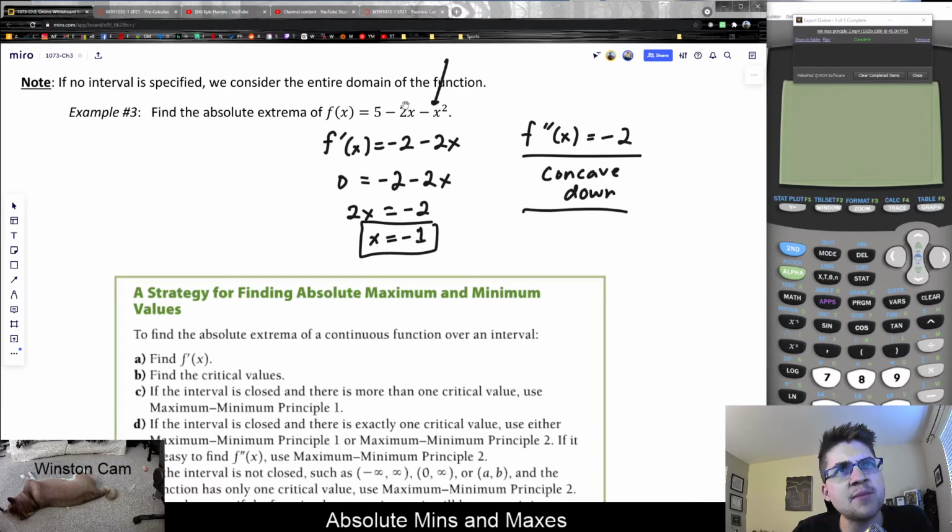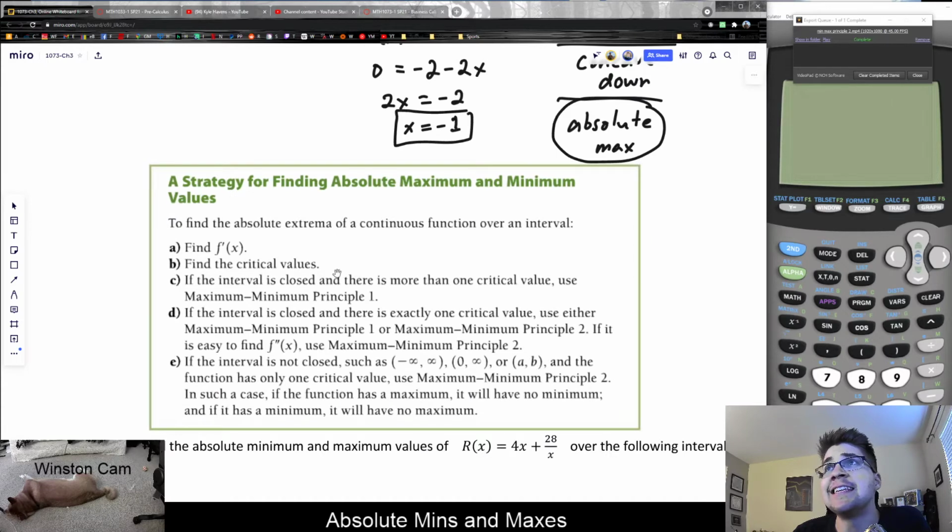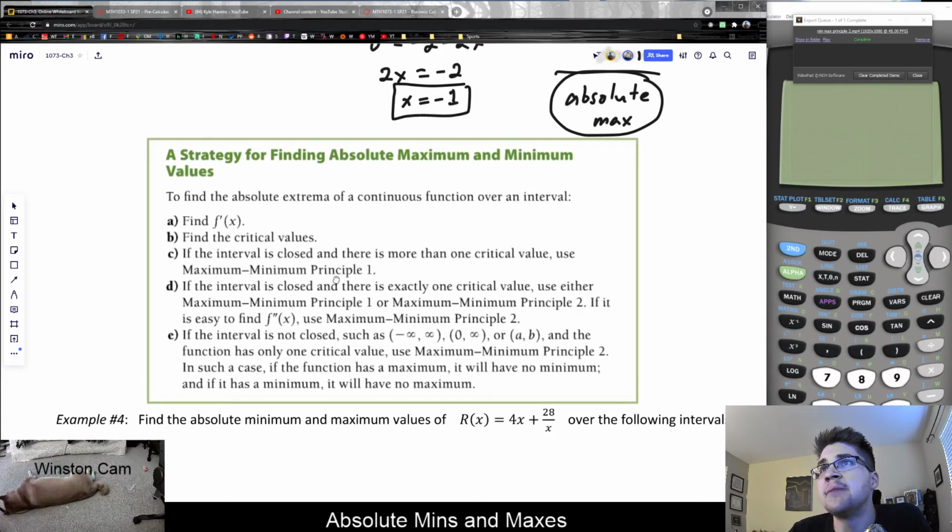And so again, what does this mean? Well, that means that it's a maximum value. And again, it's an absolute max in this particular case because it's the only critical value on a continuous function interval. And we can sort of summarize a lot of these ideas by creating a strategy guide for how to find absolute min and max values. But it always starts with the derivative and finding critical values, as do most of these concepts from chapter 3.